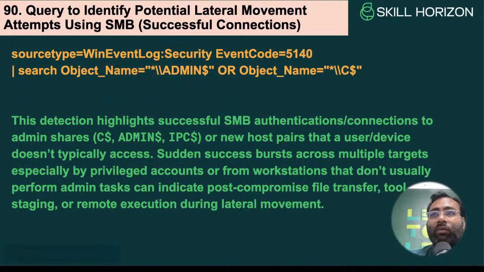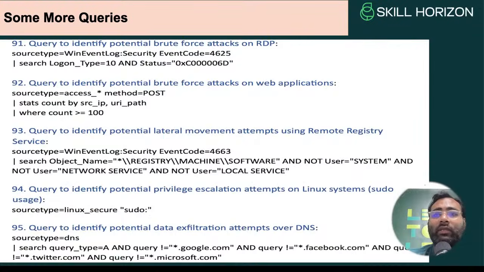And then the lateral movement using SMB on successful connections. Previously we talked about the failed connections, then the successful connections. So these are the 90 queries we have for Splunk, but 10 more. Hopefully you will get the idea of why the Splunk queries are important. So these 10 are more.